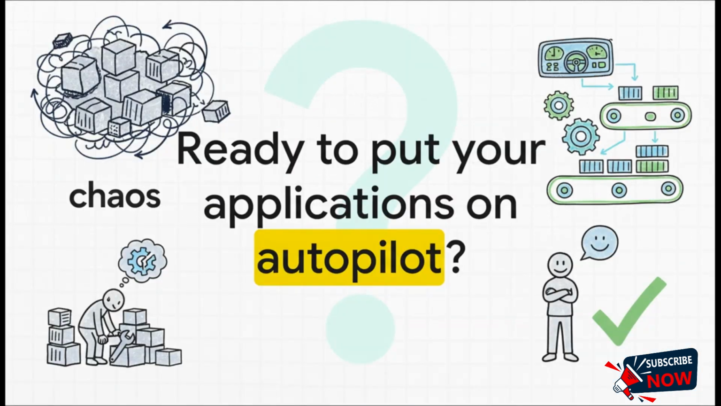So in the end, Kubernetes is about transforming that chaos of managing modern software into calm, automated order. It turns those stressful late-night manual fixes into reliable, self-healing systems. It basically replaces anxiety with confidence. And that really just leaves one question. Are you ready to put your applications on autopilot?